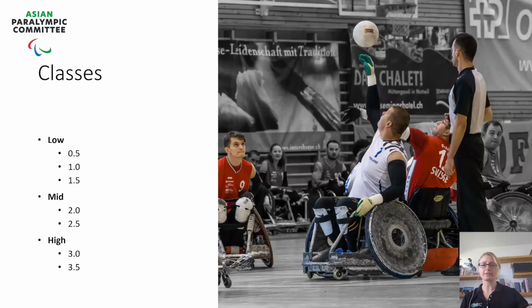But now what I want to do is take a really high level look at the different classes that we have in wheelchair rugby, and give you an idea of what you might see in these athlete profiles. I'm going to break this up into low pointers, mid pointers, and high pointers, because this is often the easiest way to think about it.